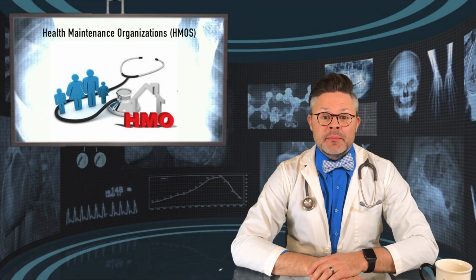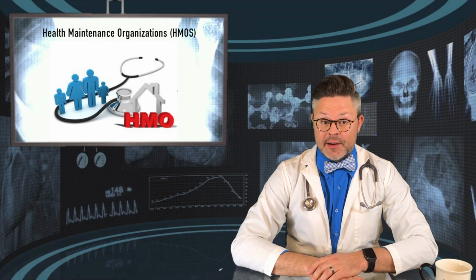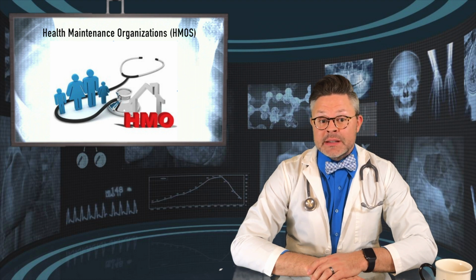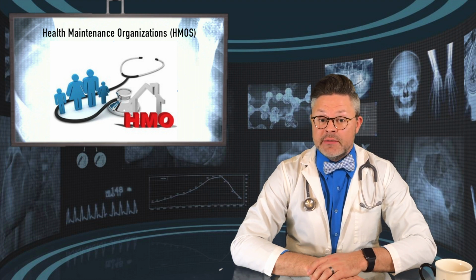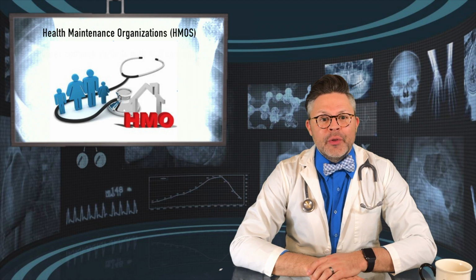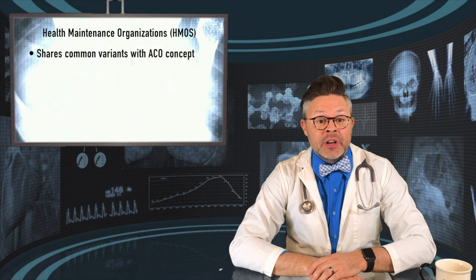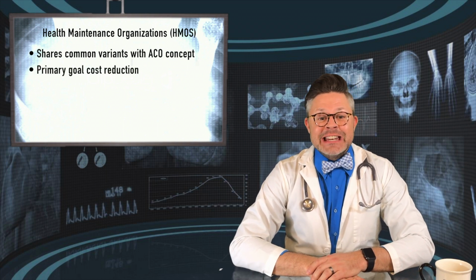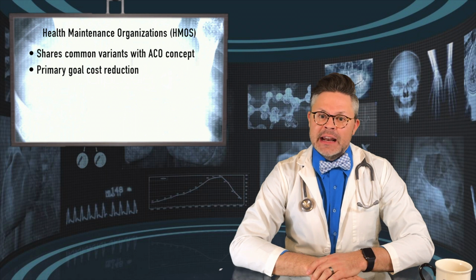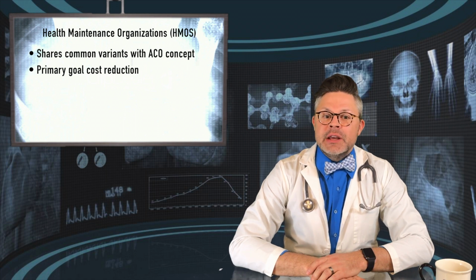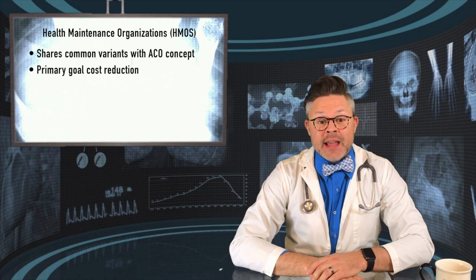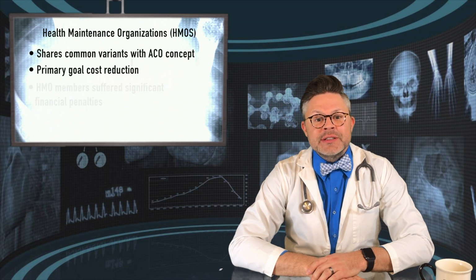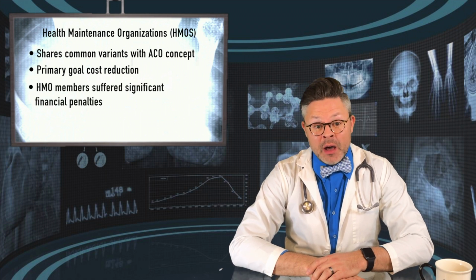Health maintenance organizations, or HMOs, share some common variants with the concept of the ACO in that they both are attempts at improving overall patient healthcare delivery and payment. Although the primary goal of the HMO model was cost reduction, it sometimes came at the sacrifice of patient care. HMO members also suffered significant financial penalties if they left the network. ACOs recognize that healthcare markets have variations and that providers have the ability to accept new payment models.